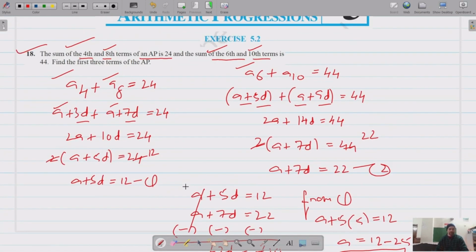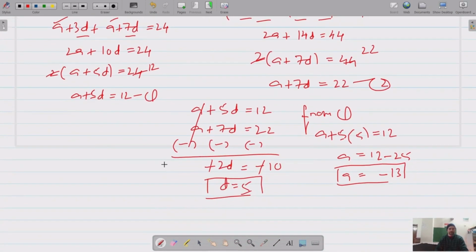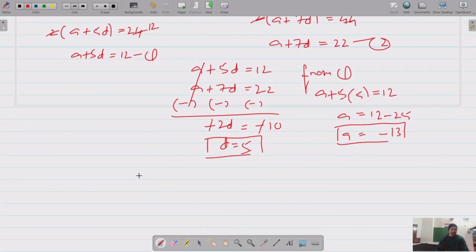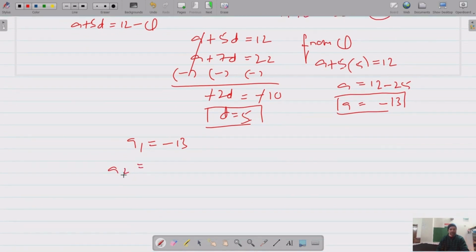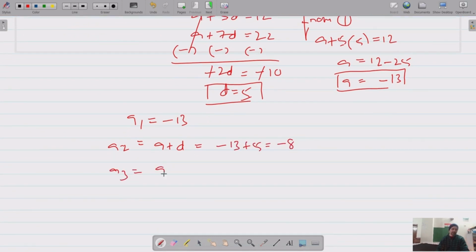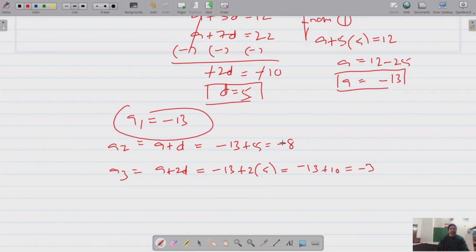And because we have to find the first three terms of the AP, our first term is negative 13. So a1 is negative 13. a2, we all know, is a plus d. So minus 13 plus d is minus 8. And the third term is a plus 2d. So a is minus 13, 2 into 5 is 10. So it's minus 13 plus 10, which gives us minus 3. So these are the first three terms of an AP.